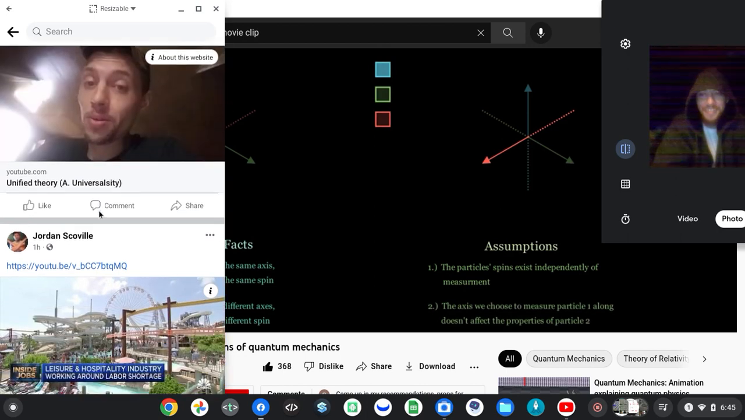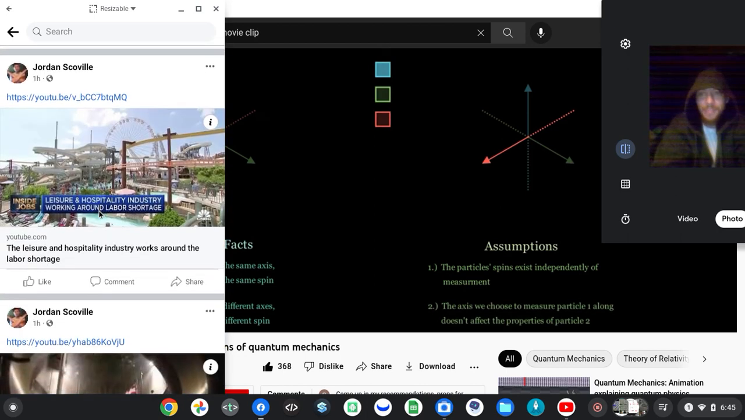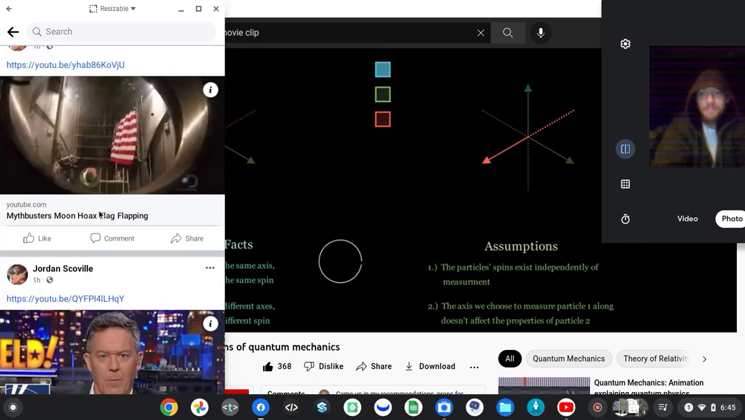Second, the axis we choose to measure particle 1 along doesn't affect the properties of particle 2. Now let's reach a contradiction.